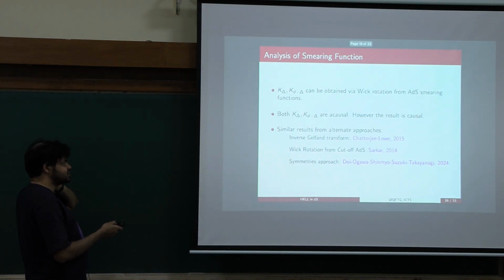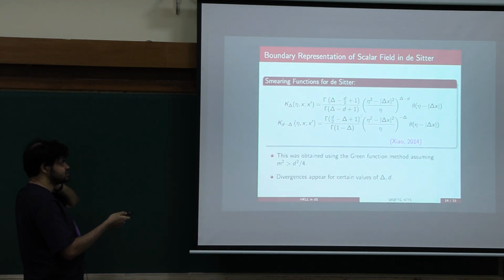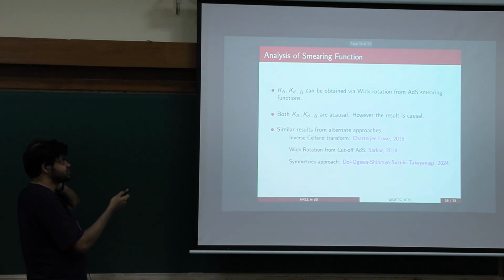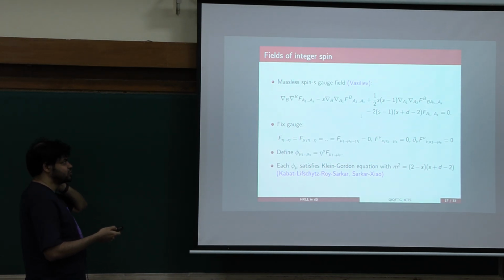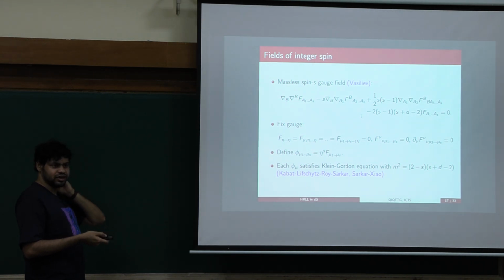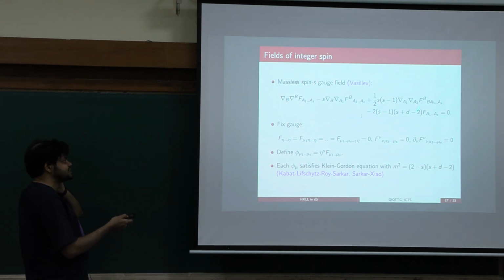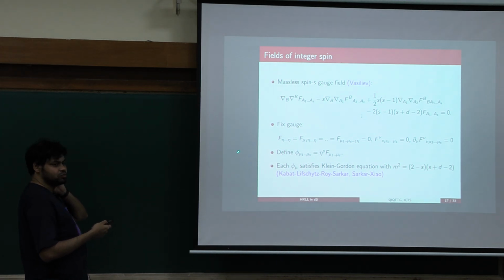And so I was saying that there are some divergences in this, and one place you see this divergence is when you try to do some higher spin things. You can do it for both AdS and dS when finding these boundary representations. The idea is that you take some spin-s gauge field and fix gauge in a way that you can write these field equations as a multiplet of scalars, Klein-Gordon equations with this mass.